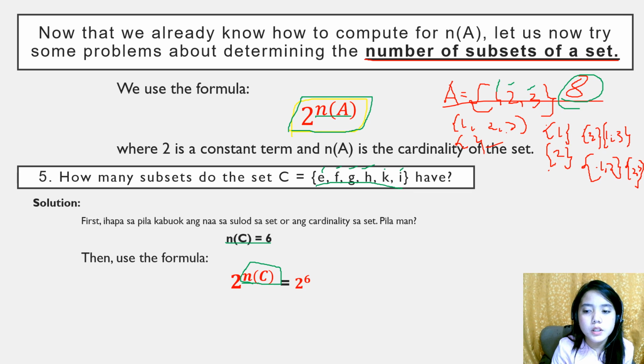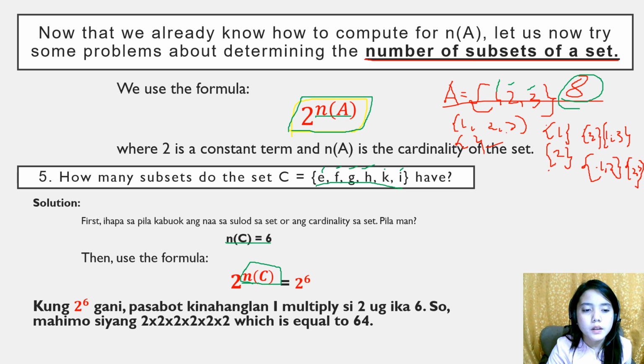Okay, so saan nato na siya pag-solve? So, 2 raised to 6 man siya. So, ing ani siya. Kung 2 raised to 6, si 2 daw, balik-balikon or i-multiply nato siya ika 6. Okay? So, 2 times 2 times 2 times 2 times 2 times 2.